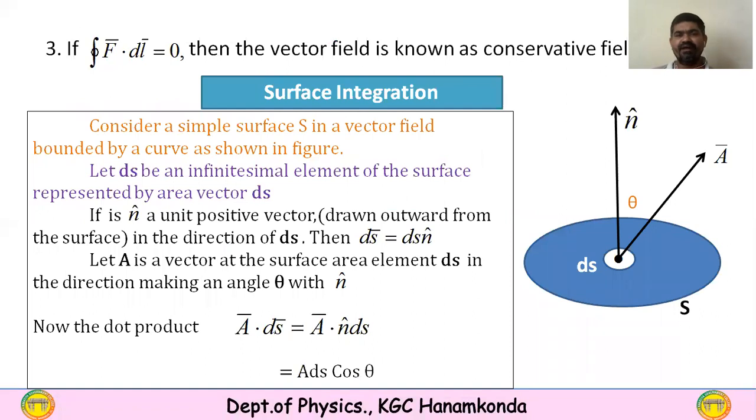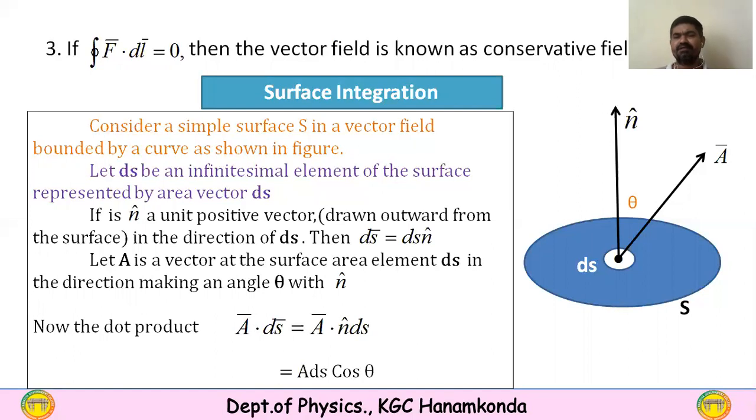Now, if the line integral of any vector field is 0, that vector field is known as a conservative force field or conservative field. The condition for a conservative field is that the line integral of F dot dl bar equals 0. This integration is taken over a closed path, a closed loop.